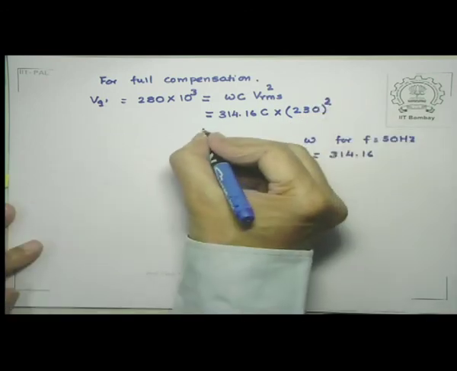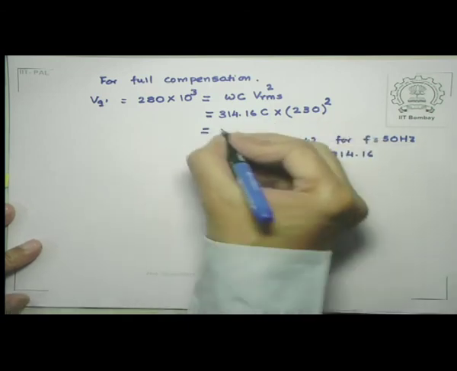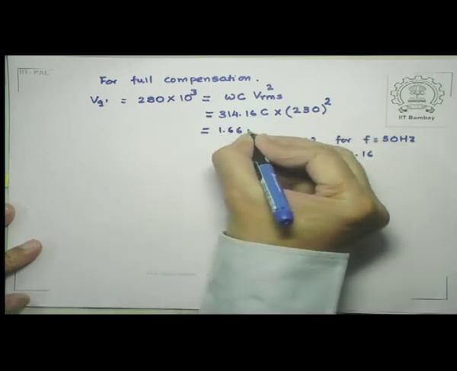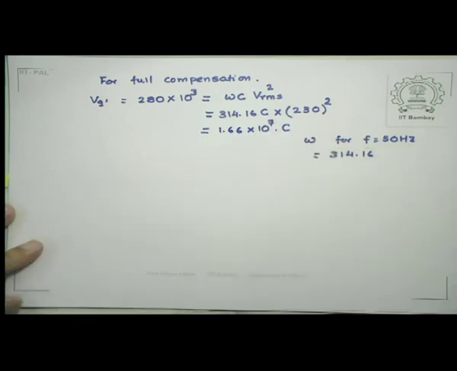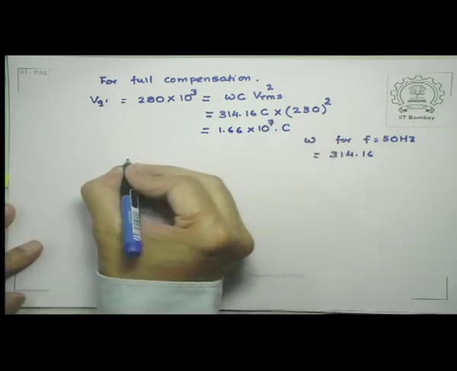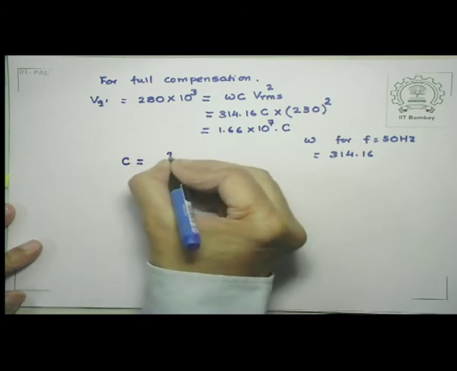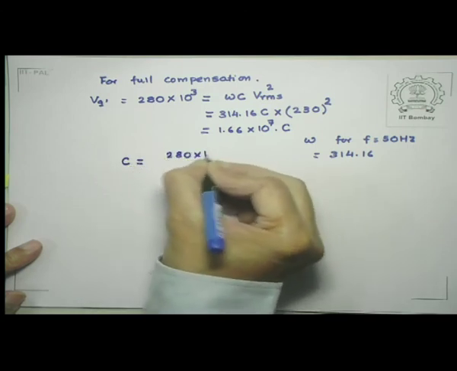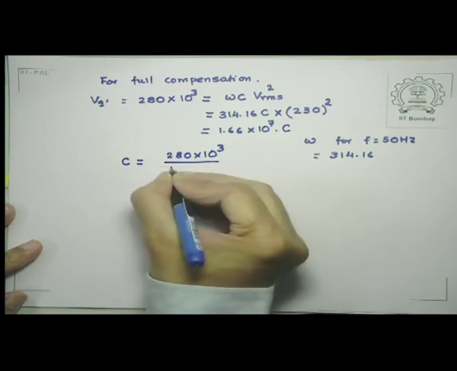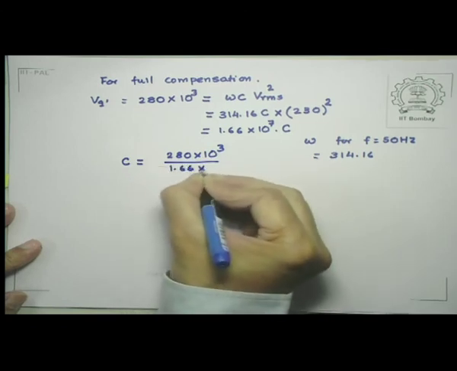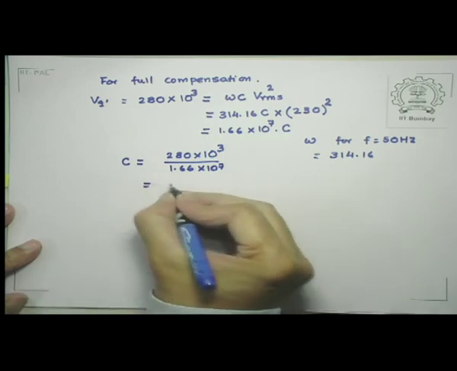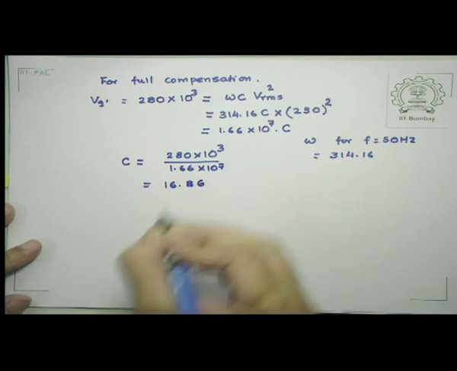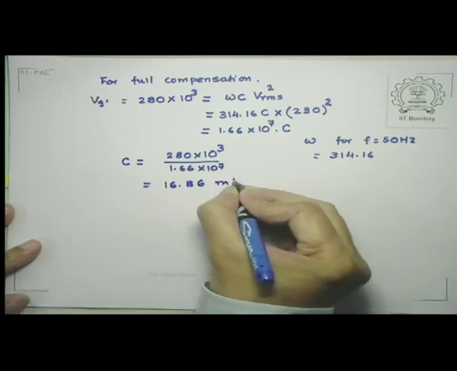You compute the product on the right, it is 1.66 into 10 to the power 7 times the capacitance. So capacitance is immediately found as 280 into 10 to the power 3 divided by 1.66 into 10 to the power 7 farad, of course, and this is equal to 16.86 millifarad.